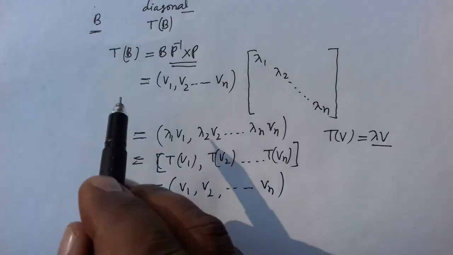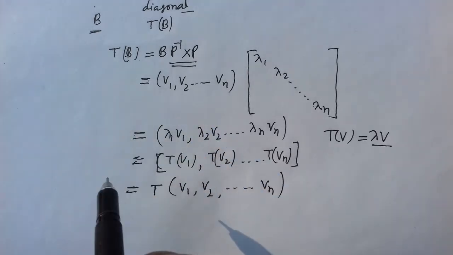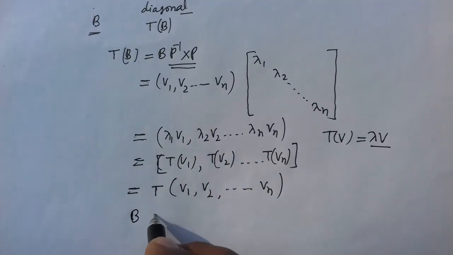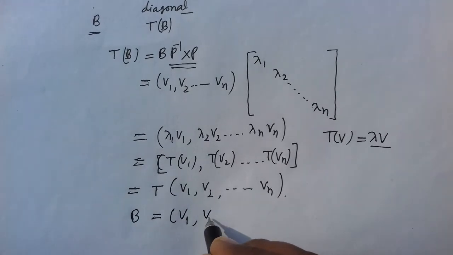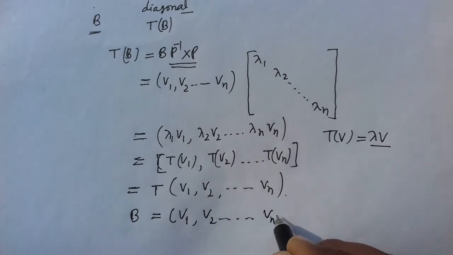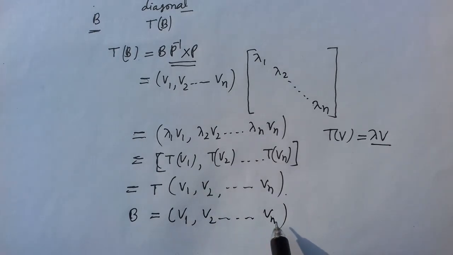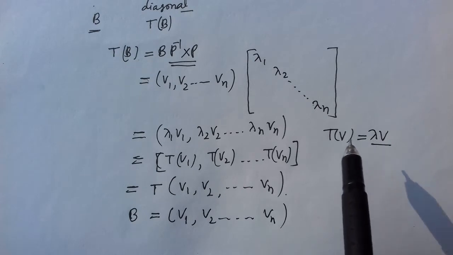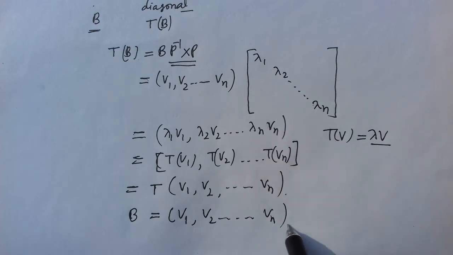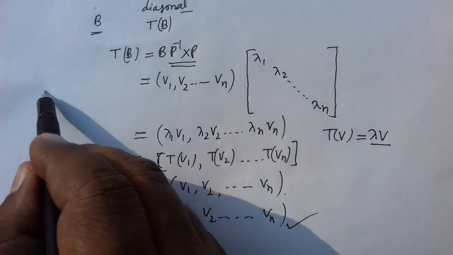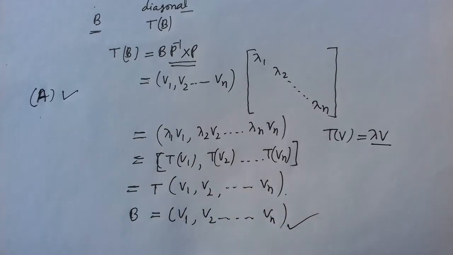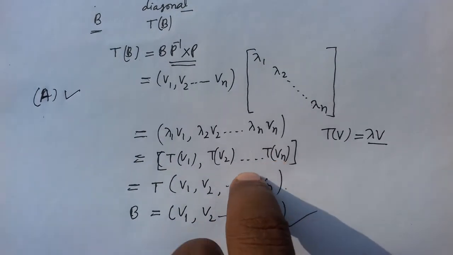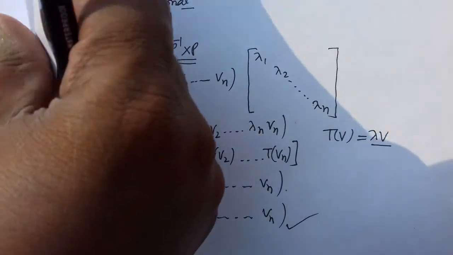Now if you remove T from both sides, you get B equals the basis corresponding to X: v1, v2, up to vn. Obviously these vectors are eigenvectors corresponding to eigenvalues, so option A is correct. You see, option A is correct. Now we go for B.